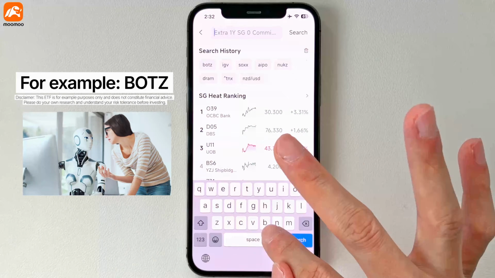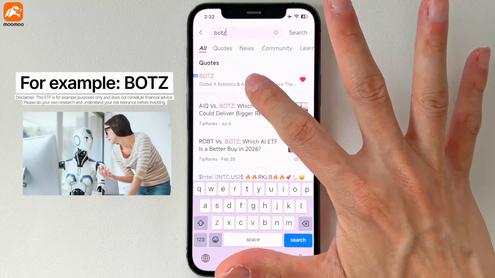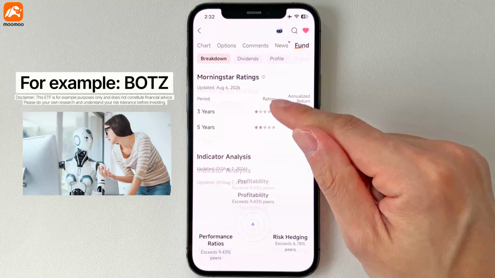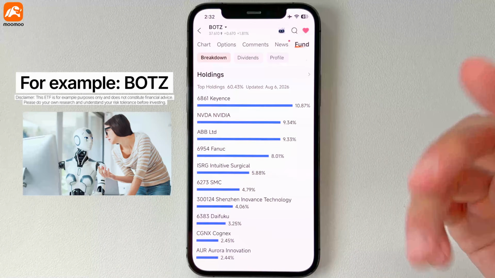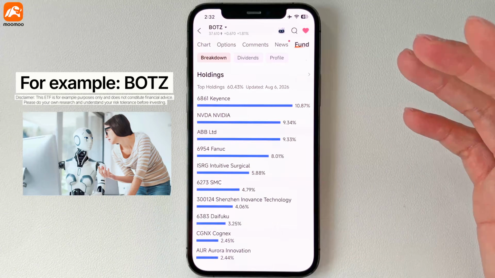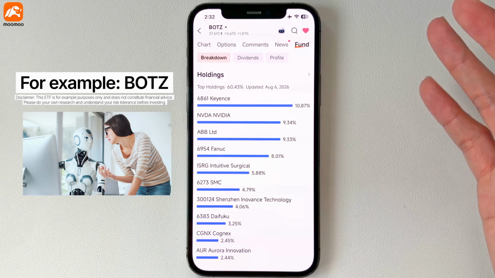For the robotics theme, one example ETF where you can start your research is BOTZ. Here you can see its top holdings are Keyence, Nvidia, and ABB. ABB builds industrial robot arms, and Keyence makes sensors that let robots actually see and move precisely.